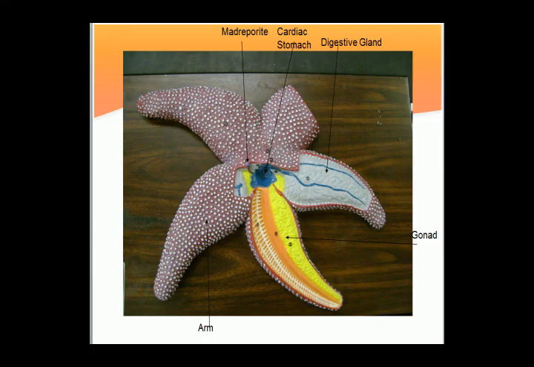Now we do have a model of this organism which we would look at in lab. And again, the madreporite, mother pore, that enters into the system. It's filled with water, goes to the ring canal, down to the radial canals and the tube feet. There's a digestive gland, your gonads.